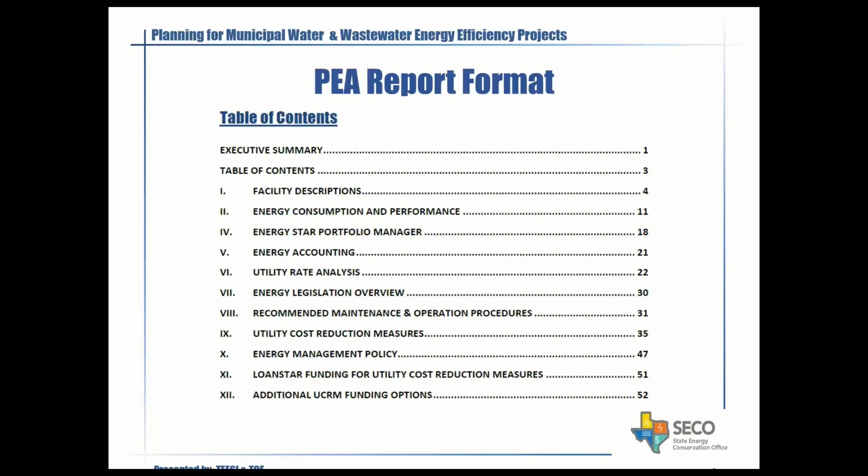It will go over the energy accounting and utility rate analysis that you're paying, any legislative updates as regards to energy related subject matters. It will have recommendations of operation and maintenance procedures. It will have utility cost reduction measures. Now, this section is the one that will have potential projects. These are capital projects that will need some sort of funding, basically. So it will have the potential cost, the potential savings, and the payback for those projects. And you will have all that information in this section of the report.